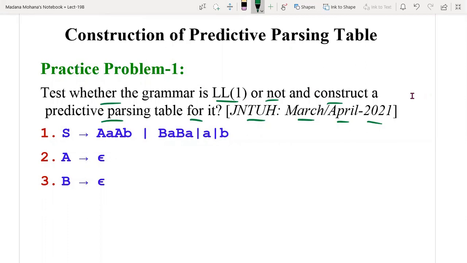Then step 2, you can find out the first and follow values. Then step 3, you can construct the predictive parsing table. Then step 4, you can conclude, by seeing the entries in the table, whether it is a predictive parser or not.